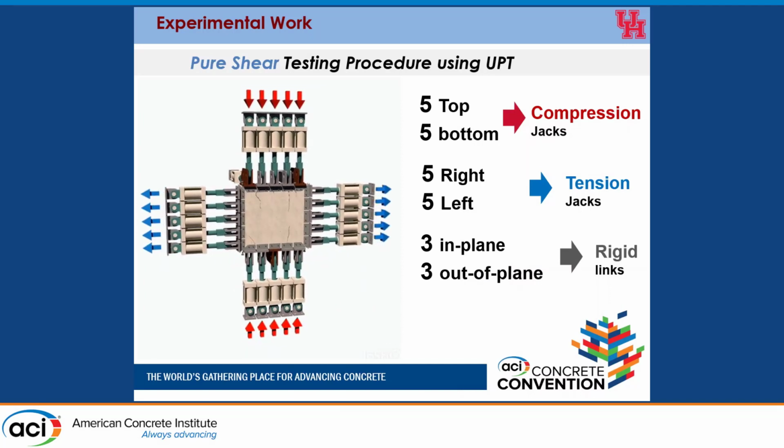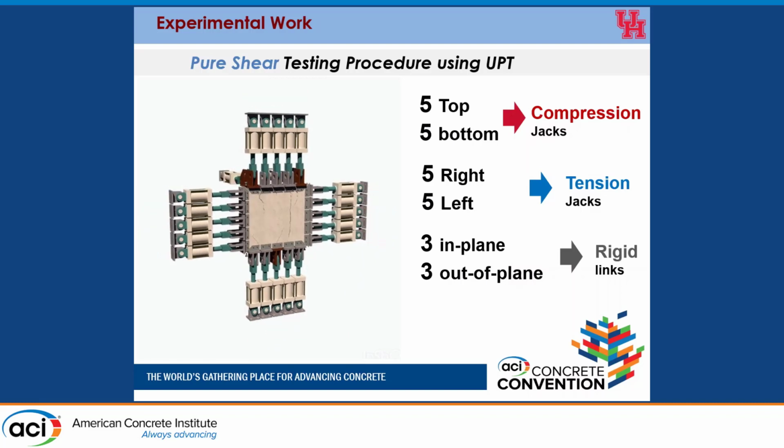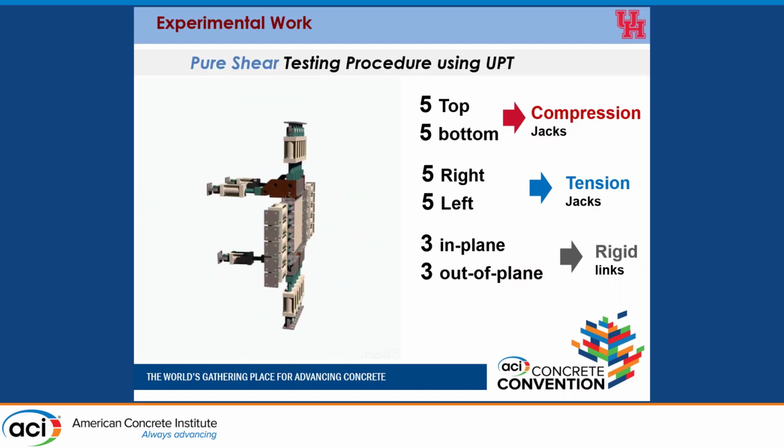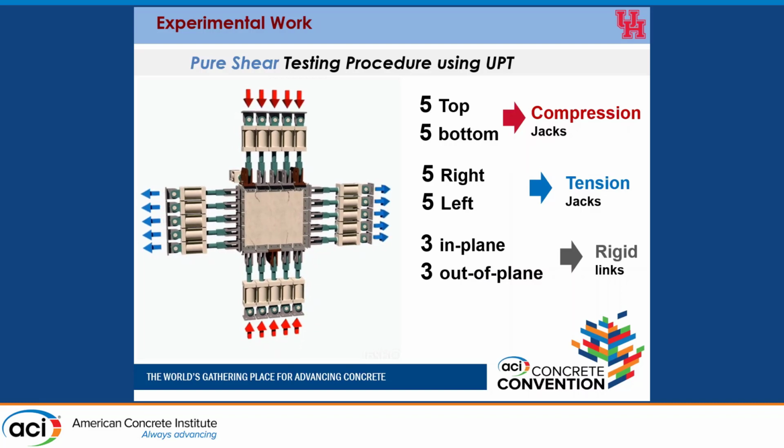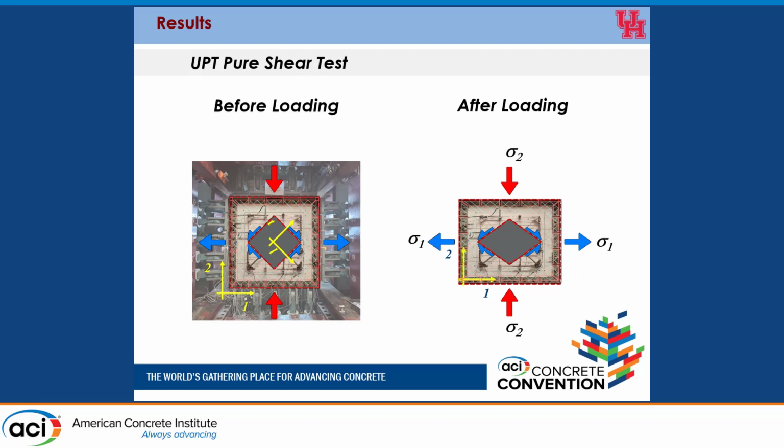As we can see here, we have 3 out-of-plane rigid links in order to keep the panel in its place and prevent any rotation during the test. We are applying tension on the left and on the right, and applying compressive stresses at the top and at the bottom. This test will produce the pure shear stress state that we are targeting to investigate the UHPC behavior. I assume this is the only way to test a concrete element under a pure shear state.